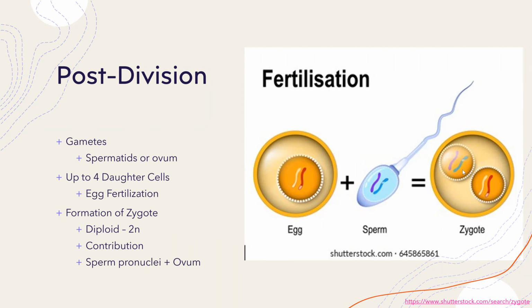And what you want to know about the zygote is the ovum, or the egg, basically contributes everything here except for that half set, or haploid set, of chromosomes that the sperm donates. So when the sperm nucleus, or pronuclei, fuses with the ovum, that's when you get the actual zygote.